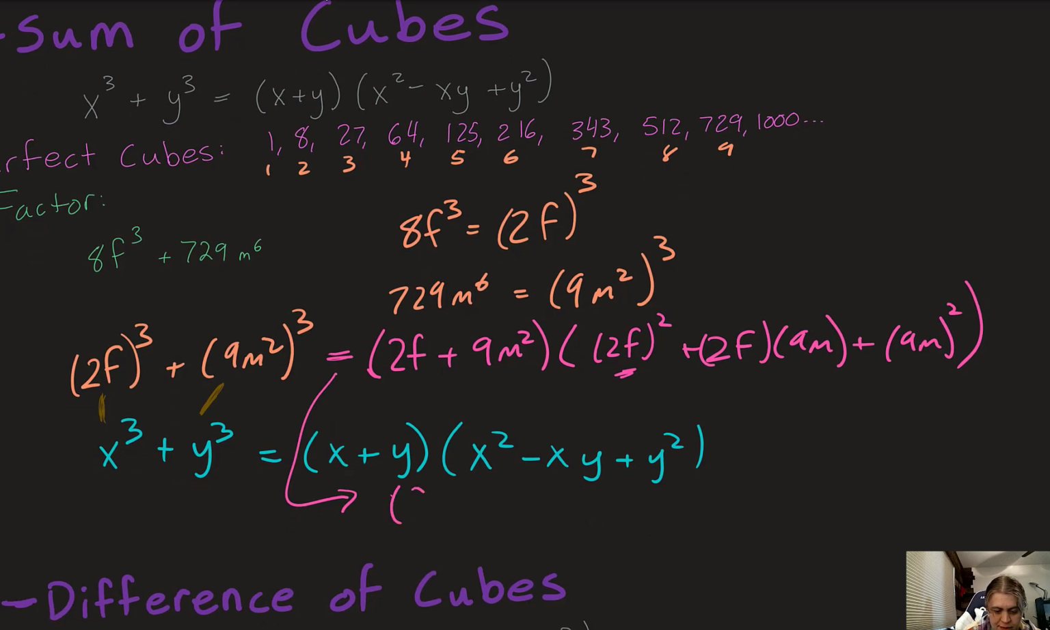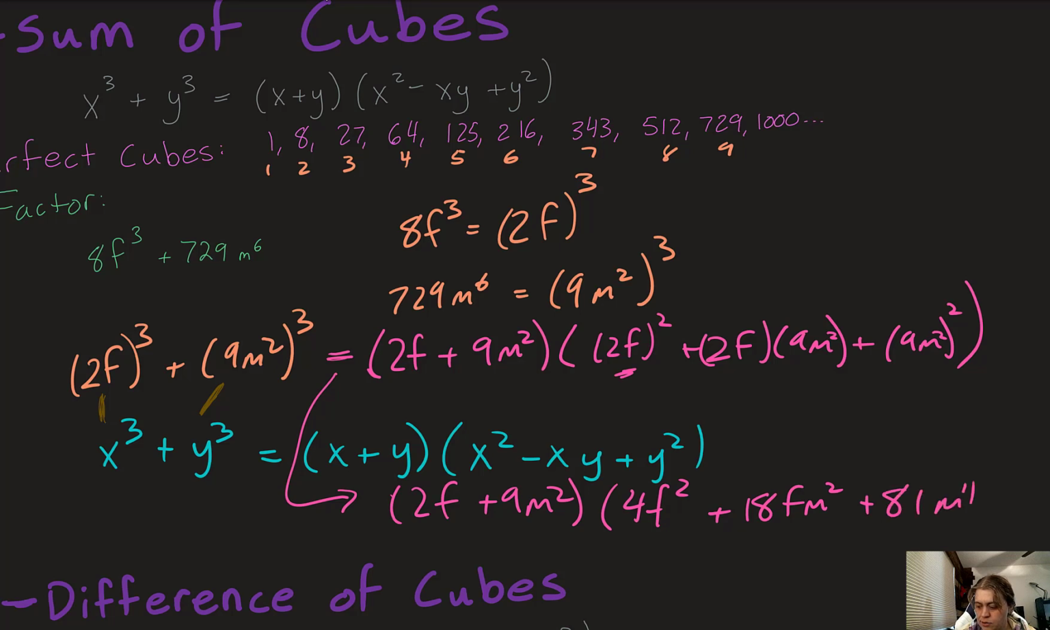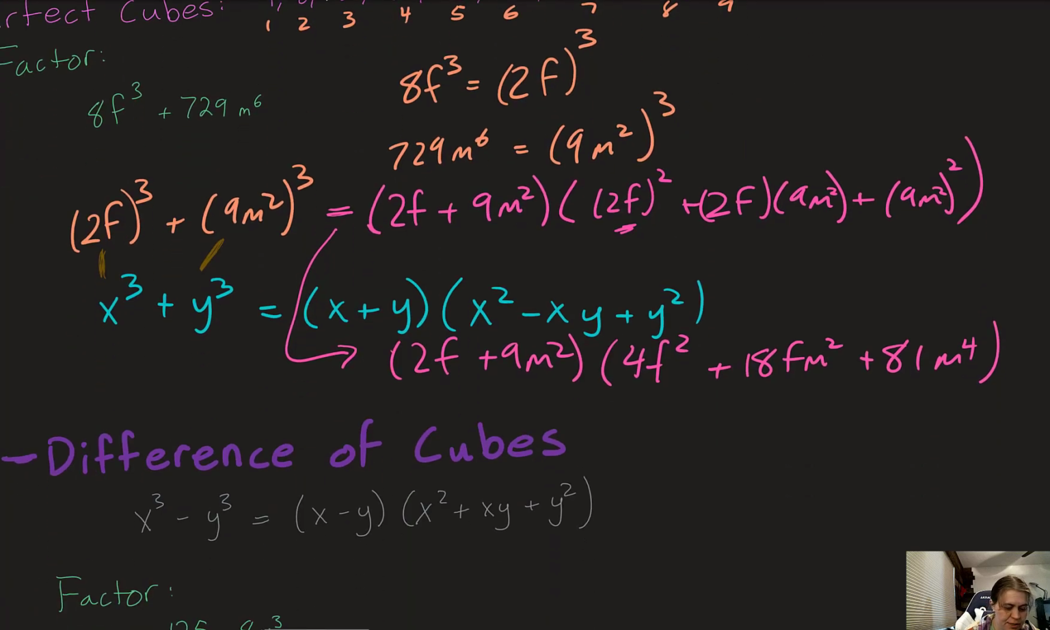So that's going to give me 2f plus 9m squared times, I need to remember to square the 2, 4f squared. And then I need to multiply these guys together, so that's 18fm squared, right? This is squared. Plus 81m to the 4th. Woohoo! That's that. All right, so my next one up is the difference of cubes.